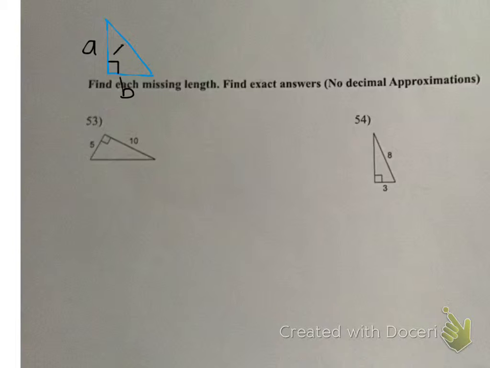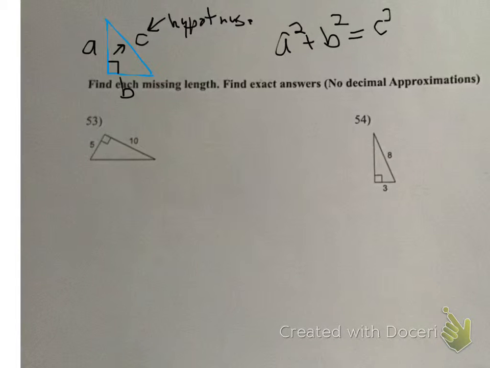The side across from it is called the hypotenuse. So you always look for the one that's across from the right angle. That's called the hypotenuse. And our Pythagorean theorem is a squared plus b squared equals c squared. The only thing that's really important is this one all by itself has to be the hypotenuse. Every single time it has to be the hypotenuse.